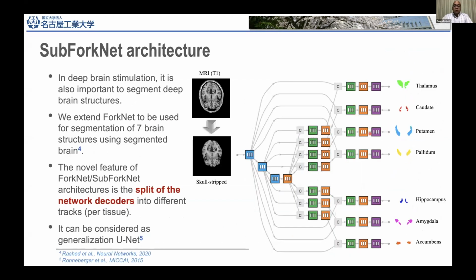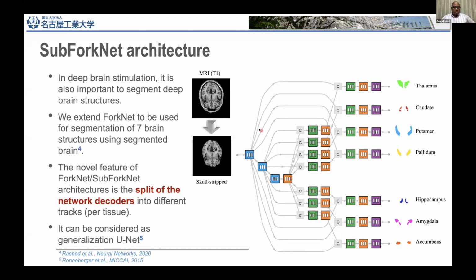The next step is that we are now more concerned about the deep structures, not only the main head structure, but also the deep structures of the brain. So we also designed what we call the sub-ForkNet architecture. In that case, we start with the MRI image with skull stripping. We just keep the brain tissues. And then we use this architecture, which consists of a single input and 7 outputs. Every output is assigned to a different deep brain structure.